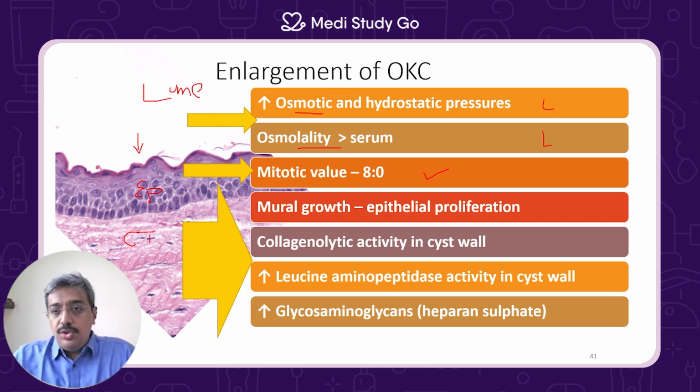The connective tissue shows 4 important activities because of which the cyst enlarges. Number 1, it has a special enzyme called leucine aminopeptidase, which increases the resorptive activity of the bone, including the presence of glycosaminoglycans that makes it like a gel, and it invades into the connective tissue as well as the bone trabeculae. The collagenolytic activity of the cell wall, because of the intramural proliferation of the epithelium, can also give rise to this kind of growth pattern.